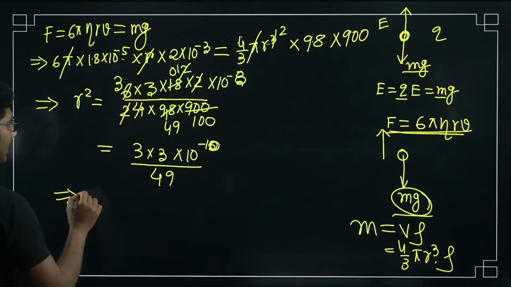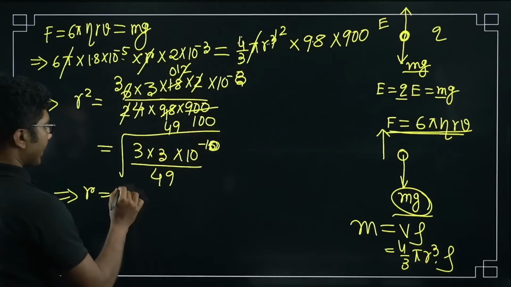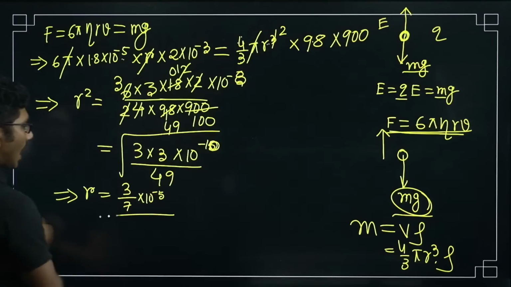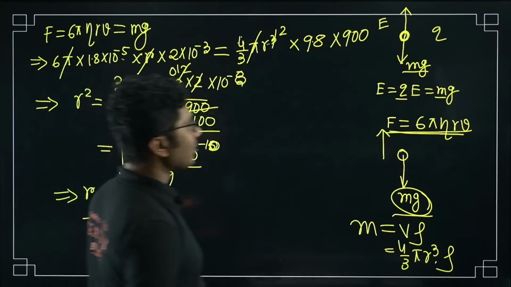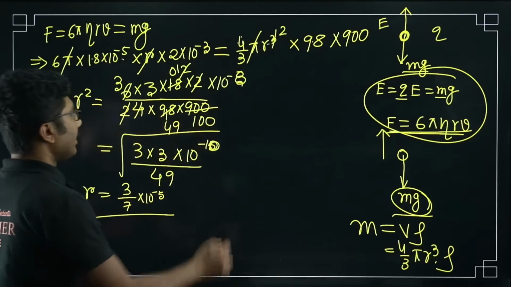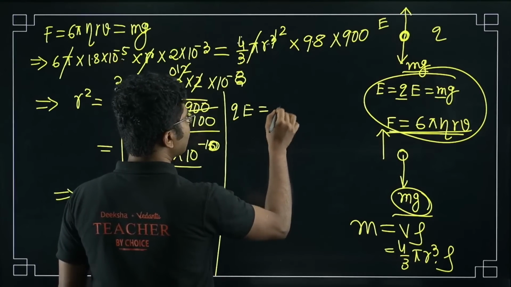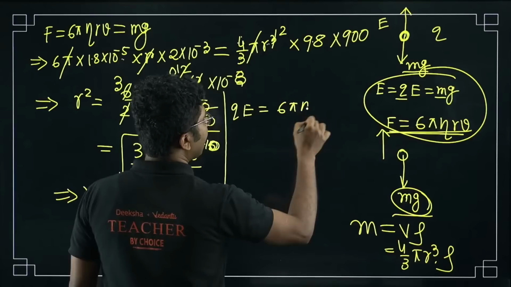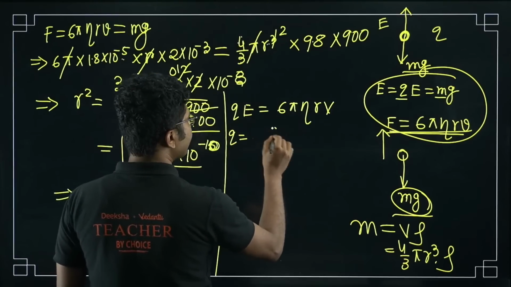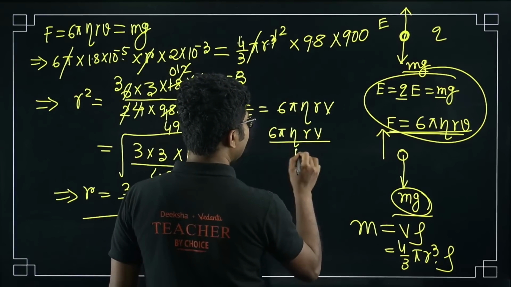So basically the value of r will be the square root of the entire thing. Square root of the entire thing means 3 by 7 into 10 to the power of minus 5. So r you have calculated. Now again you have to compare this equation with this so that you can calculate the value of q. So q into E is basically equal to 6 pi eta r v. Again same equation. Now q equals 6 pi eta r v divided by E.